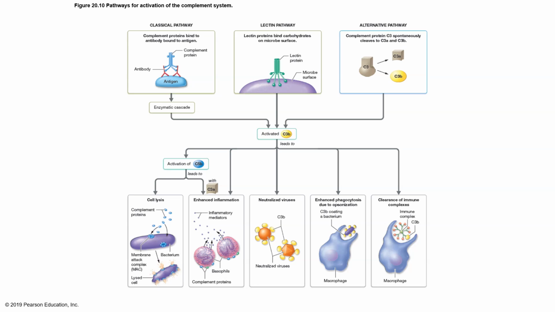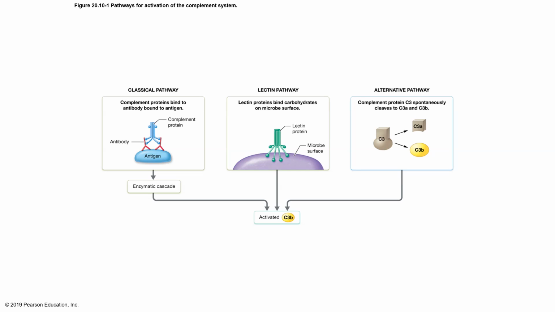That allows the macrophage easier visibility so that it can then ingest the bacterium that's coated with this complement C3b protein. And then the last function that you see here is the clearance of the immune complexes, also through the coating of C3b. That allows these immune complexes to be more easily eliminated by macrophages. This could be particularly a problem with organs like the kidneys, if those immune complexes aggregated in, let's say, the kidney tubules.